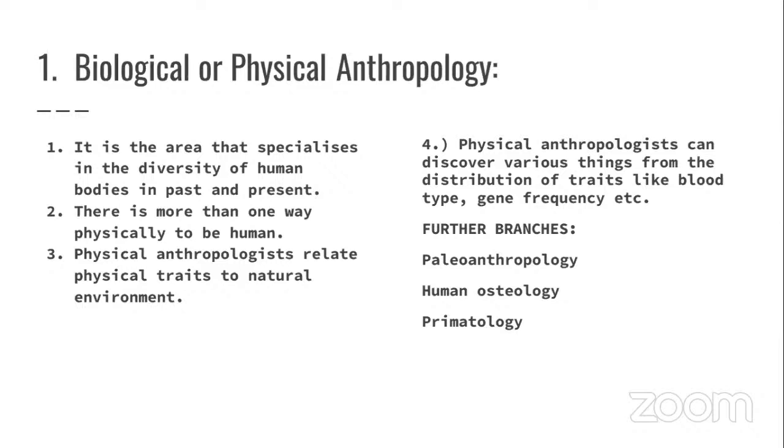Then we move to human osteology. Human osteology is a particular area specialized within biological anthropology that deals with the study of the human skeleton. So human osteology focuses on the human skeleton. Then we come to primatology. Primatology is the study of the physical and behavioral characteristics of the category of species called primates. We know that primates are one of the categories of species. So this study focuses on that.